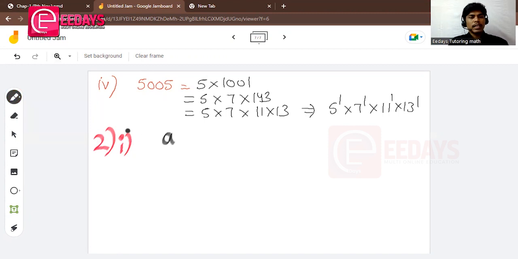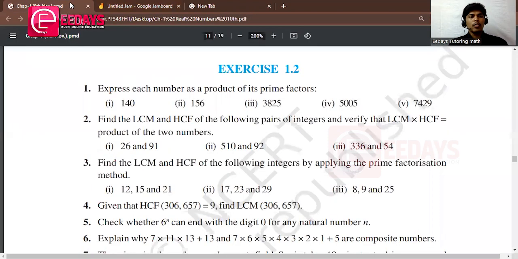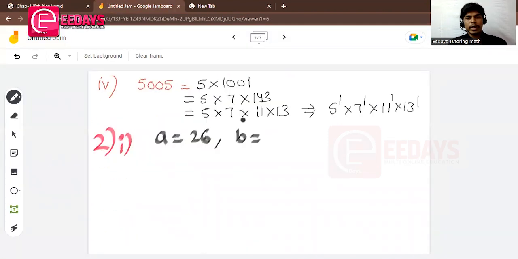They gave two numbers, guys. Let's change the color. So A is equal to 26, and B they gave 91. The example sum we already did. What is the formula if they give two numbers? HCF into LCM is equal to the product of two numbers. This is what we learned.